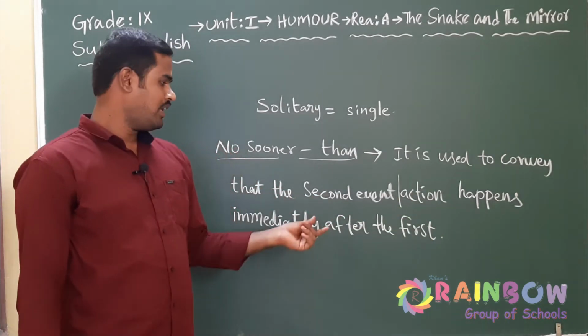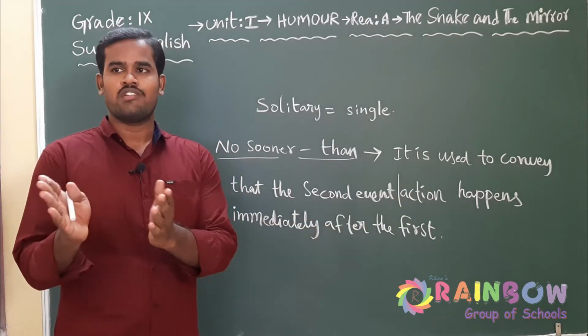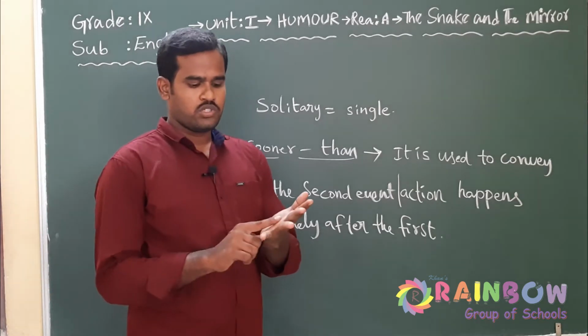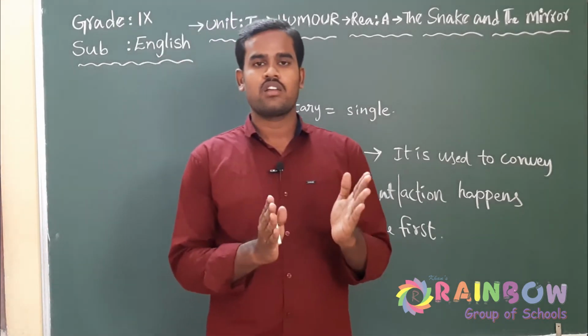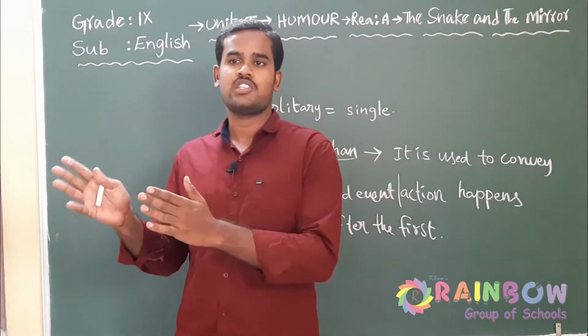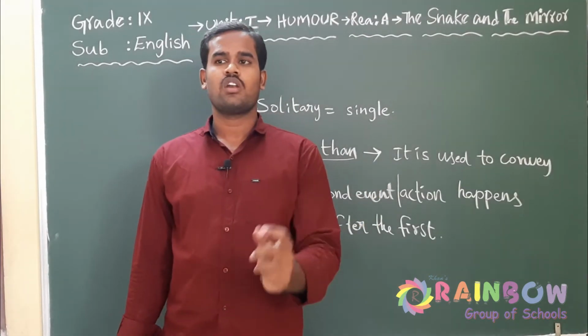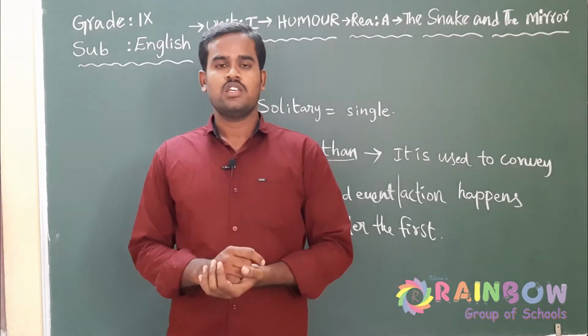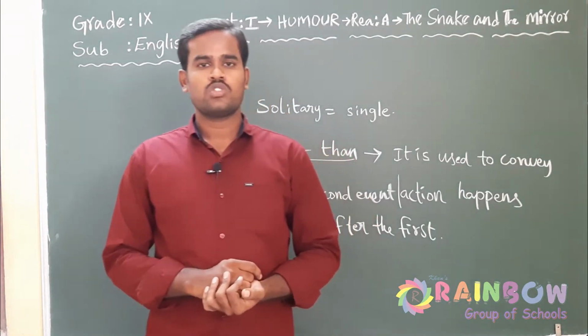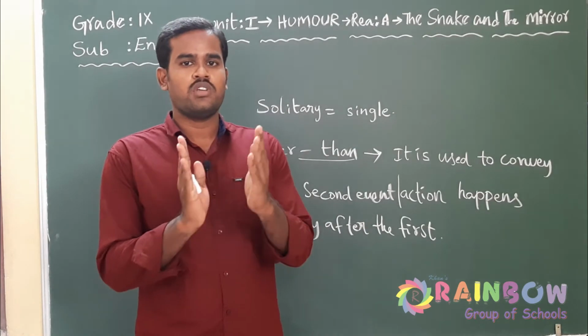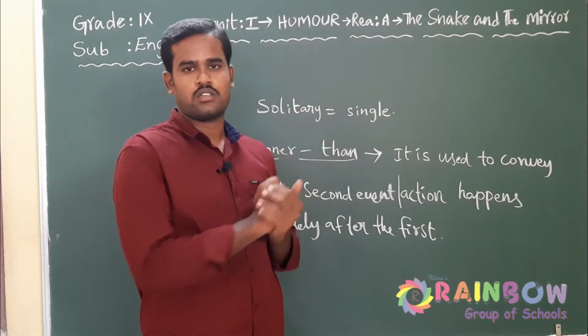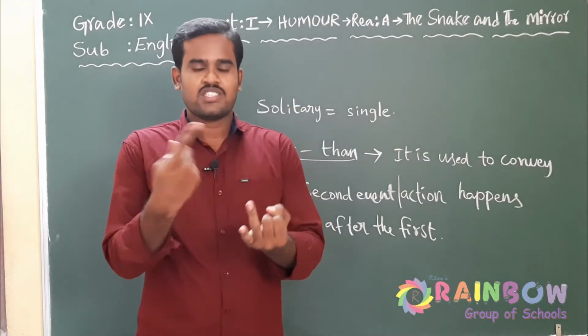I will take an example from the given paragraph. Observe carefully the given paragraph. See first line, last part. There is an example with this phrase. No sooner had I turned. Here I refers to the doctor. No sooner had I turned. It means the doctor turned back. One action. What is the second action?